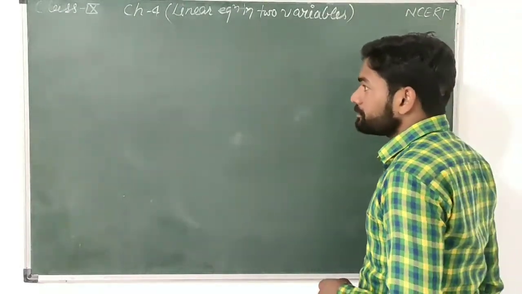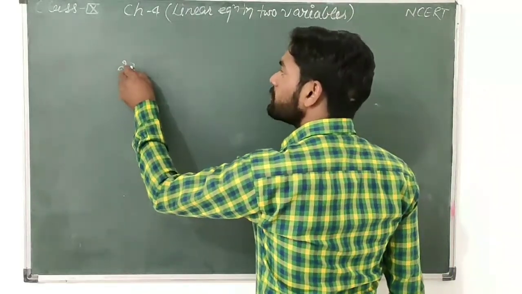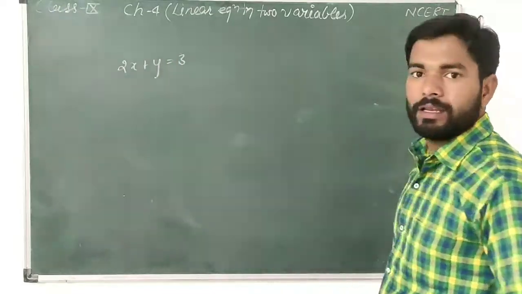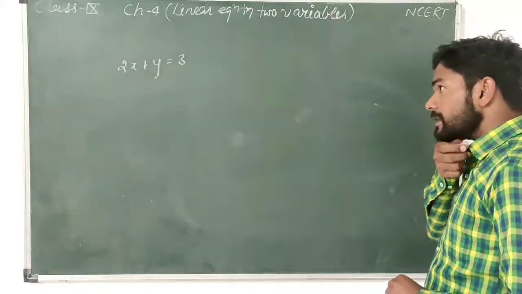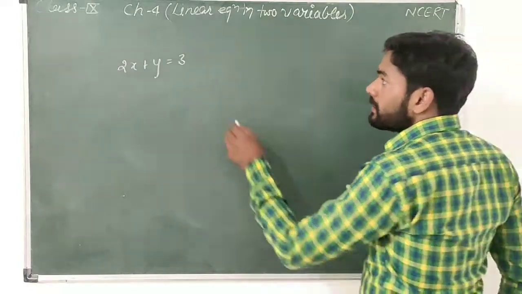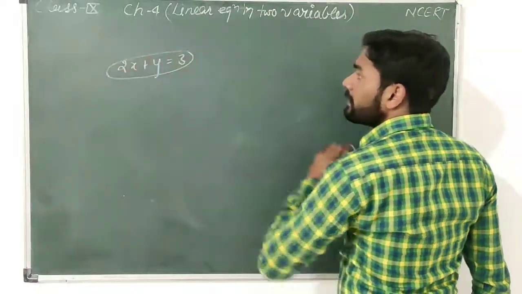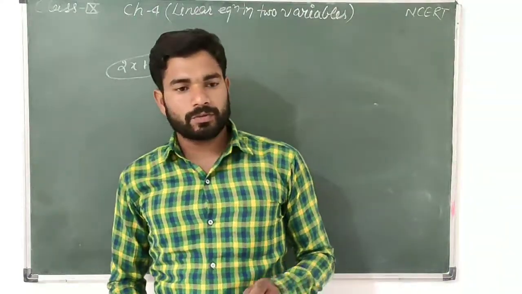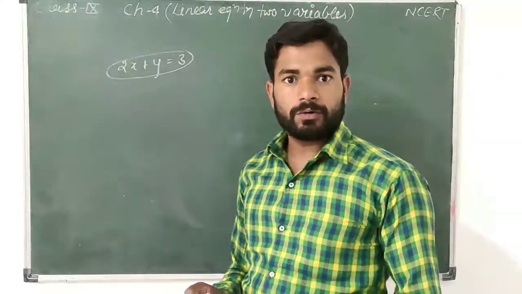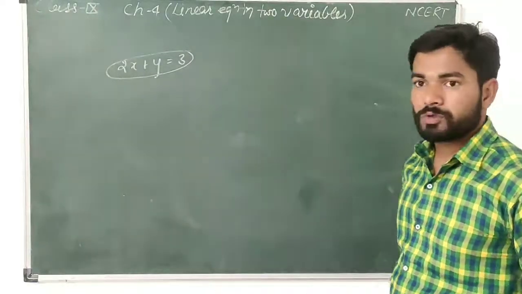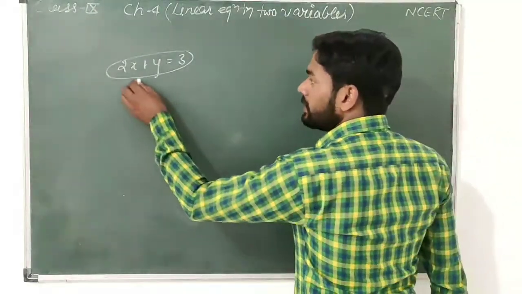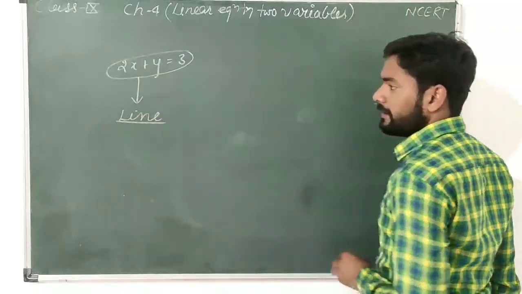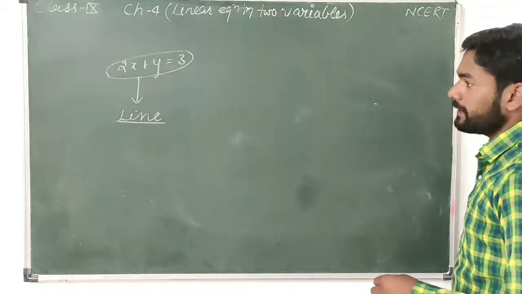Now look here, assume 2x plus y is equal to 3 is a linear equation. The graphical representation of this equation is a line. How? First of all, I want to discuss this matter. ये लाइन कैसे बनती है? How will it form a line?